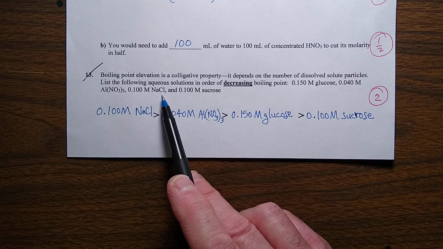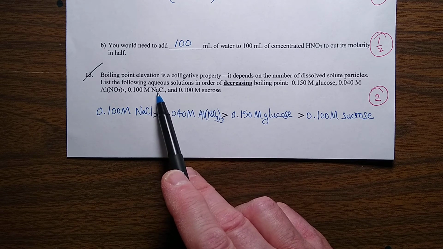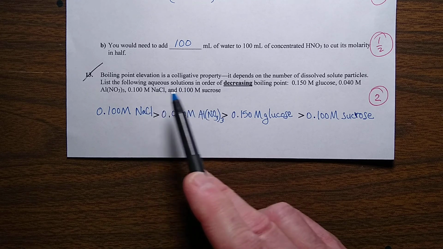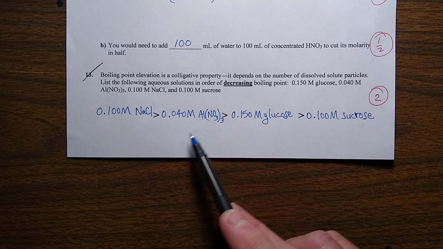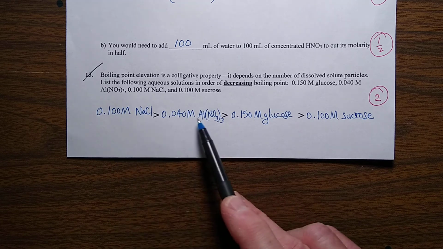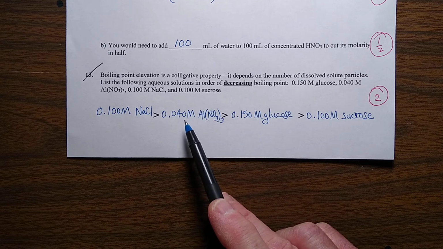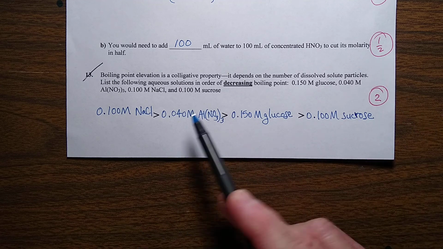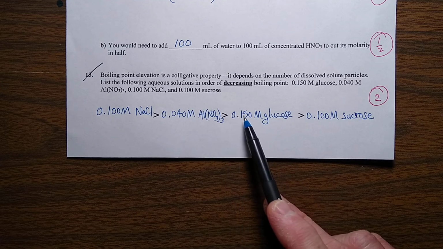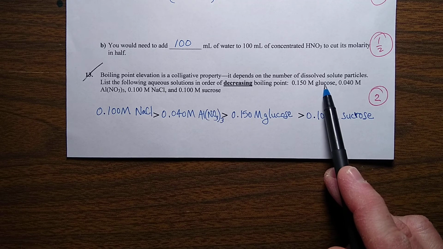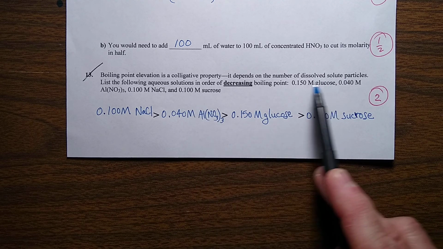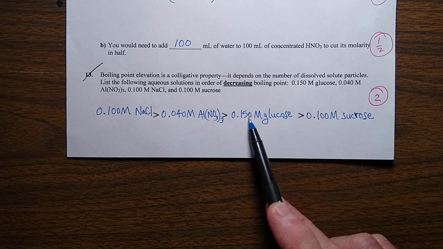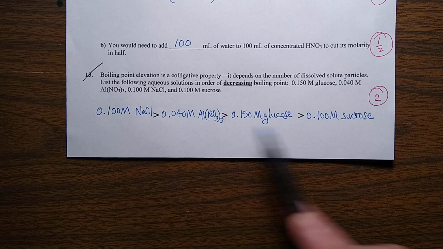0.10 molar NaCl would dissociate into 2 particles, a sodium ion and a chloride ion. So you'd actually get 0.2 moles, which is the highest number. That's why this solution has the highest boiling point, followed by aluminum nitrate, which has 0.16 moles of particles. Remember, I'm just taking the number of ions times the molarity to get how many particles to figure out how to order these. And then the last 2 that remained were covalent compounds, molecular compounds that don't dissociate. So the one that has the higher concentration is going to have the higher boiling point. So this is the correct answer from high to low.